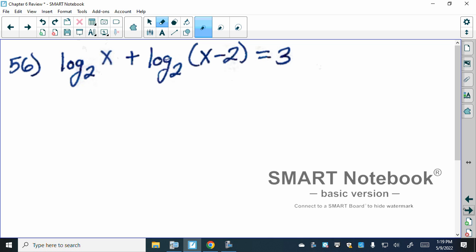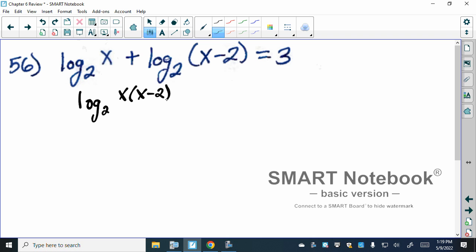All right, let's look at 56 next. Whenever we have 2 logs being added together, we can rewrite it as a single log with what's inside being multiplied. So here we'd have log base 2 of x times x minus 2 is equal to 3. After this, we're going to put both sides to the base of 2.